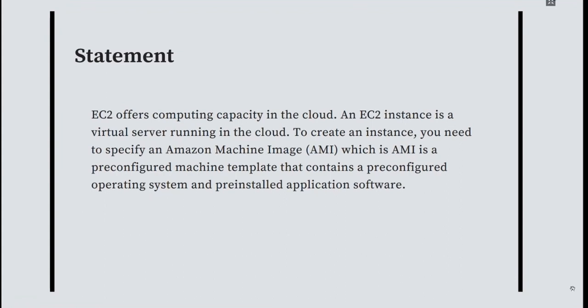Okay, so here is the statement. EC2 offers computing capacity in the cloud, and an EC2 instance is a virtual server running in the cloud. To create an instance, you need to specify an Amazon Machine Image, or AMI. AMI is a pre-configured machine template that contains a pre-configured operating system and pre-installed application software. So let's go to the question.